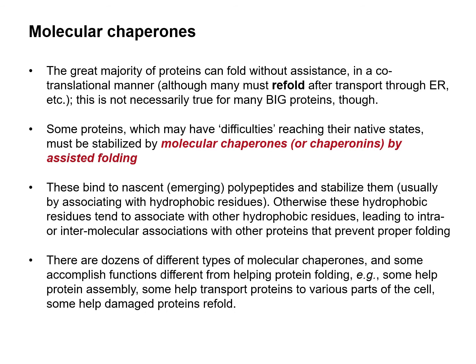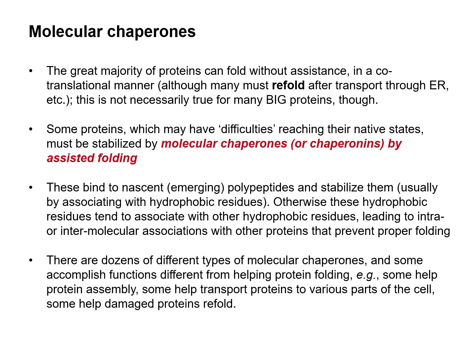But the great majority of proteins can fold without assistance by chaperones. They can do that by themselves in a co-translational manner, although many must refold after transport through the ER and Golgi for other cellular functions. But this is not necessarily true for many big proteins that have complex structures. These big proteins may have difficulties reaching their native states by themselves, so they must be stabilized by molecular chaperones or chaperonins through assisted folding.